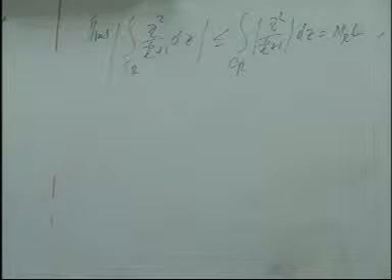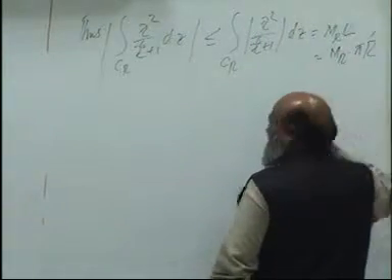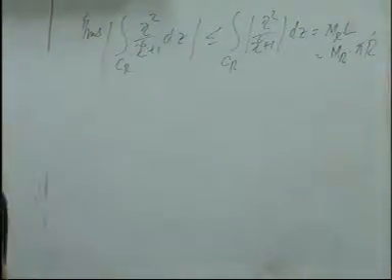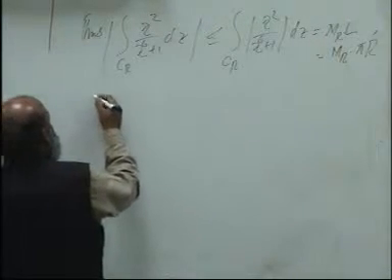Semicircle, that you may denote with different type. Don't be confused over here. This is in fact M into pi R. Length of the semicircle is pi R. Okay. So what is M?